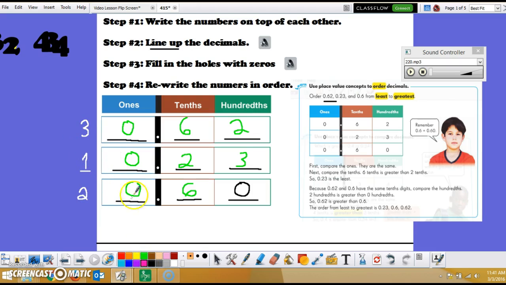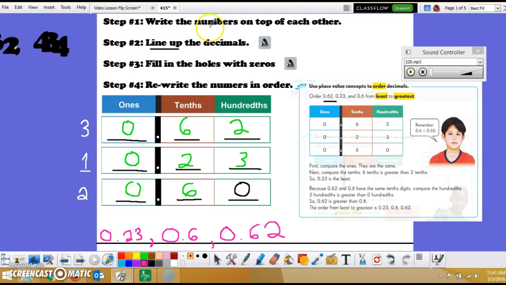So when I rewrite these numbers, I've now organized them. Oh, I need to write this one first. 0 and 23 hundredths is my lowest number. Separate it with a comma. The second number, in order from least to greatest, is 0 and 6 tenths, or 60 hundredths. And my final number, which is my largest number, is 0 and 62 hundredths.